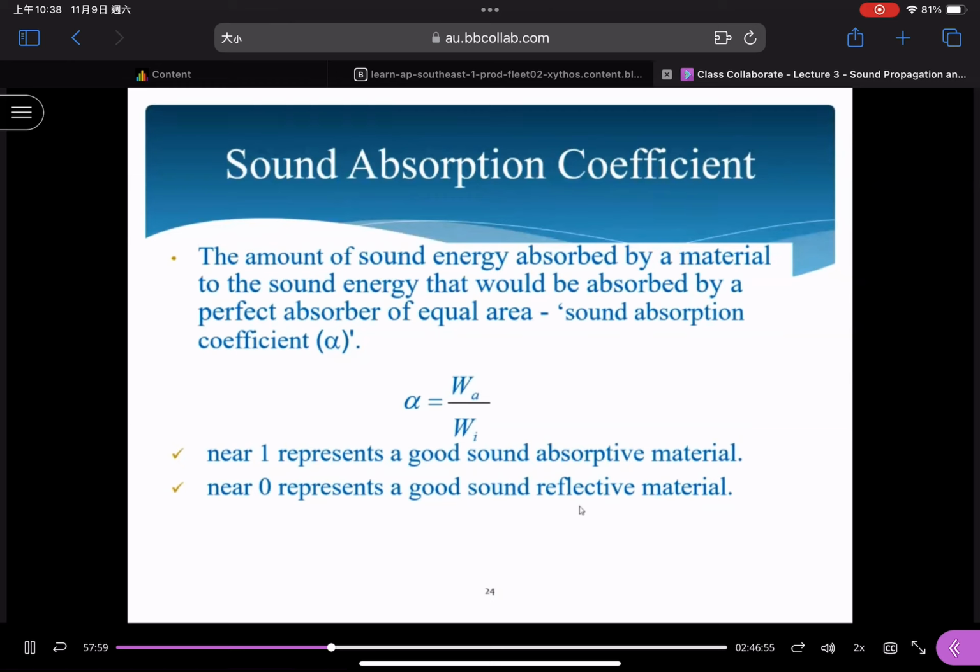The definition is the ratio of WA and WI. This is the sound energy absorbed by the material relative to the sound energy that can be absorbed by a perfect absorber. If we have an openable window, and we open the window, what is the sound absorption coefficient of this openable window? It is equal to 1, because all sound can pass through this opening to the outside. This is a perfect absorber.